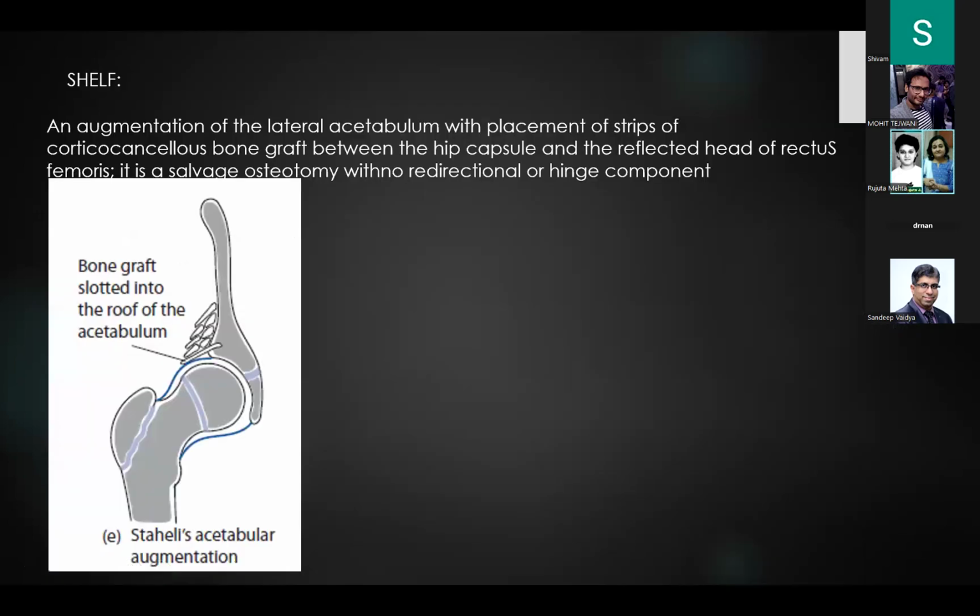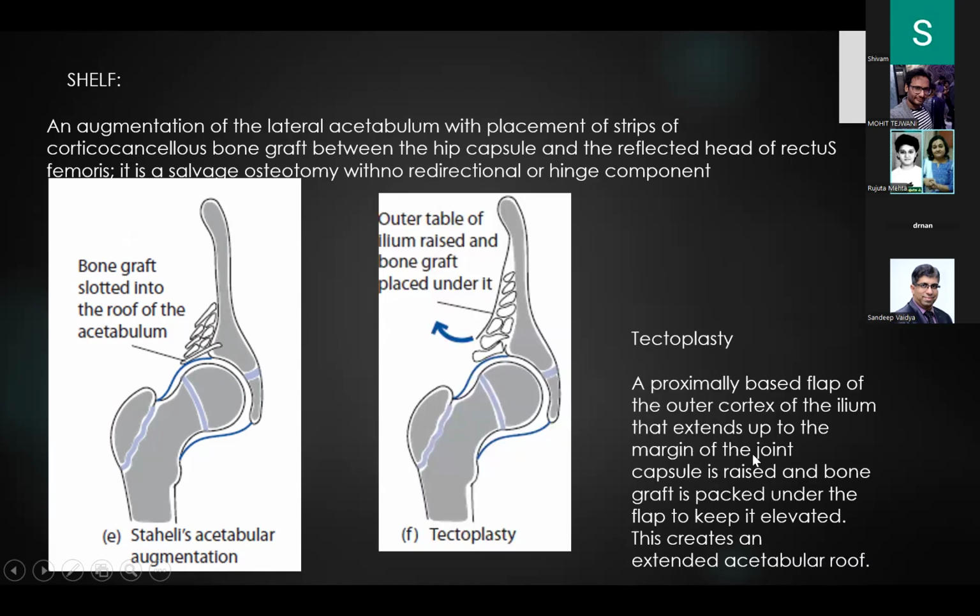So it is an augmentation of the lateral acetabulum with placement of strips of corticocancellous bone graft between the hip capsule and the reflected head of the rectus femoris. It is a salvage osteotomy. There is no redirection, no hinge component. It can either be done in the form of this shelf acetabuloplasty, where the slips of bone are placed in a shelf created above the rim of the acetabulum, or a tectoplasty may be attempted.